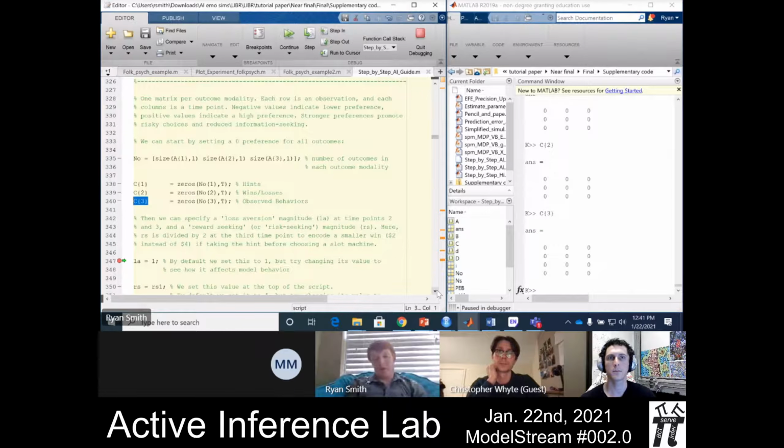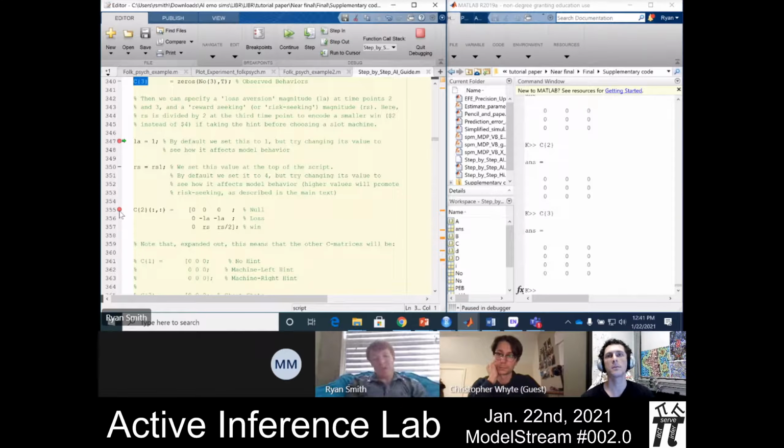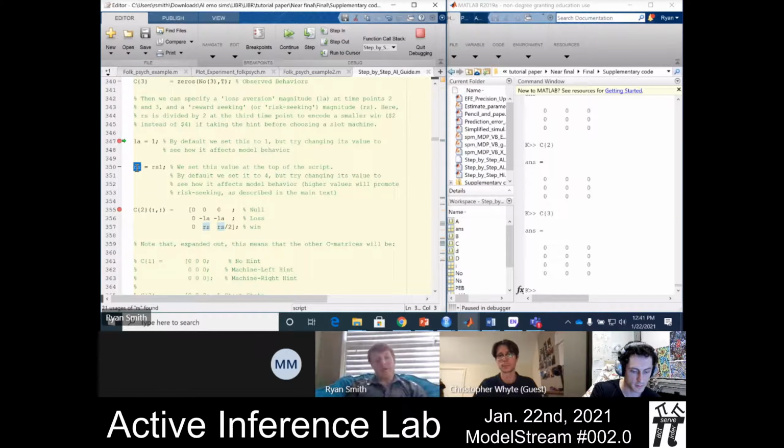The only thing that we want to add preferences for is the win-lose observations. So that's C for outcome modality 2, which is the win-loss thing here. What I've done, again for generalizability, is I've set this parameter LA, that is called loss aversion. And I've set this parameter RS, which is that reward-seeking thing, which I just defined above as RS1. And again, that's just convenient, so I don't have to go down here and reset it every time.